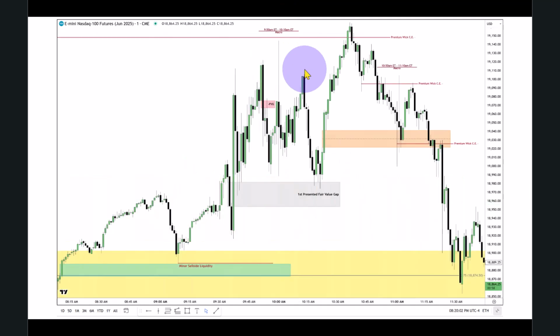So here's a 1-minute chart. And here's the first percent fair value gap right here. And you can see the market does in fact rally up, comes back down, lots of ugly price action in here. And I said that we would likely see a draw back down into the first percent fair value gap. It was a probable draw, meaning it's going to pull back down into that.